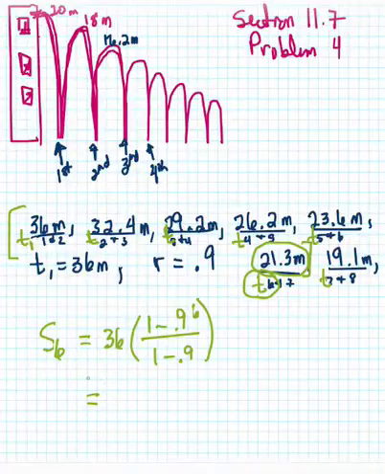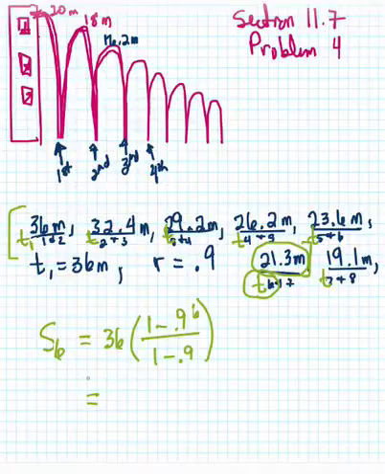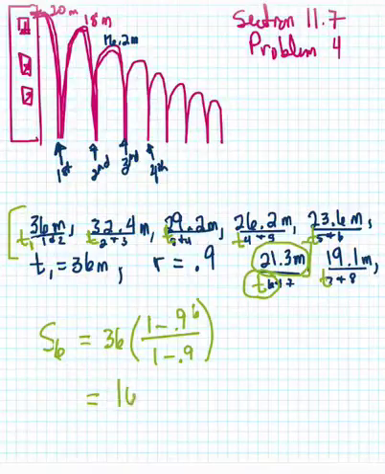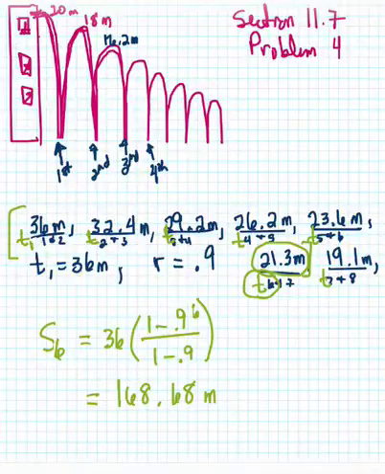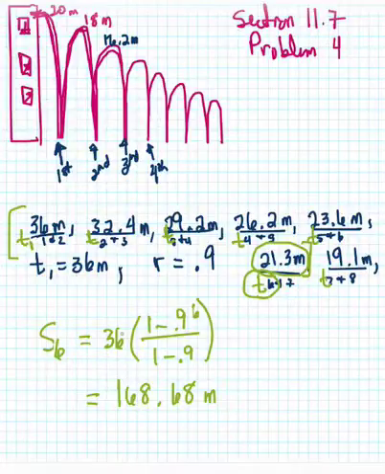Okay, and then we multiply that by 36. And I get about 168.68124, but I'll just make that 168.68 meters. Okay, so that's just the sum of the first 6 terms of that sequence. Okay, that's D, and we'll see.